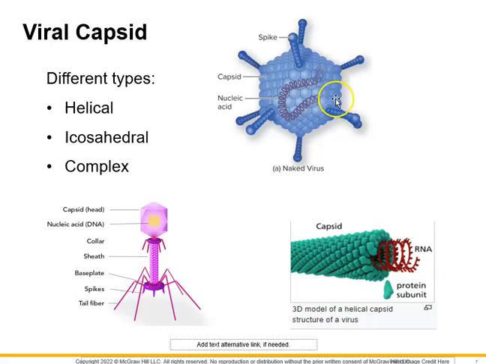You can also have what we call an icosahedral shape. These typically have about 20 sides, and they look like three-dimensional polygons. But sometimes they can appear pretty spherical, just like a soccer ball looks very spherical, but it's made up of multiple hexagons and pentagon shapes that are put together.